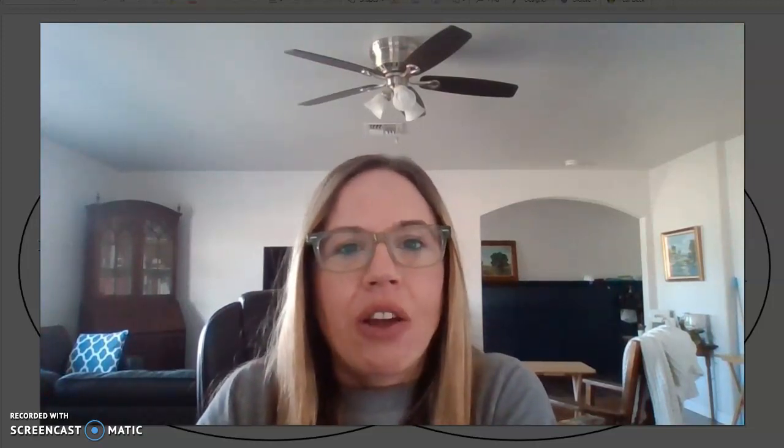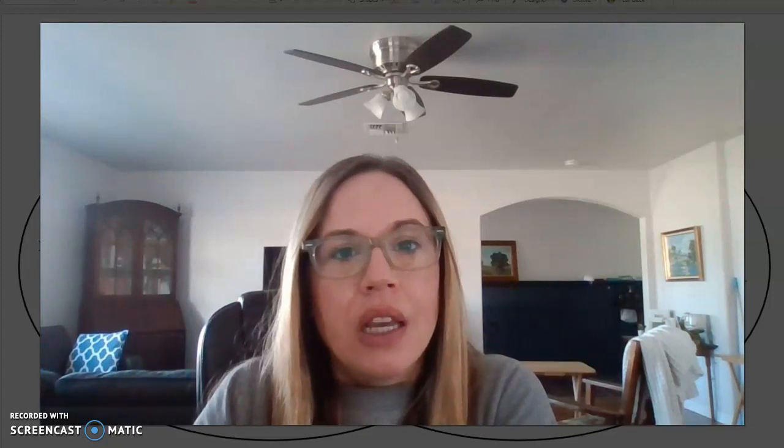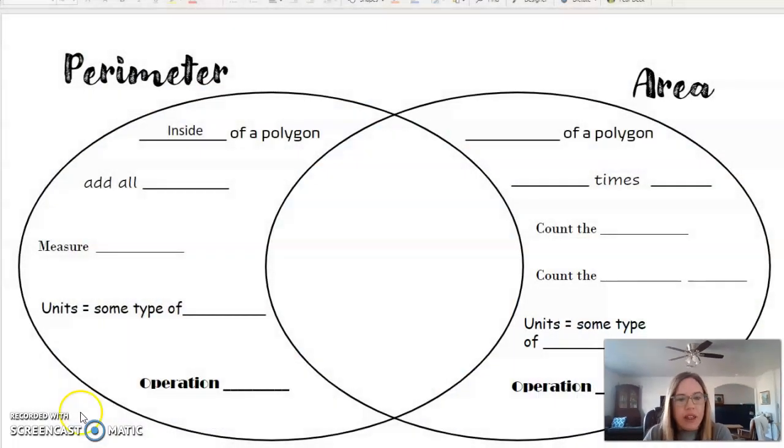Today, we are filling out our area and perimeter notes. So, if you do not have the half sheet of area and perimeter notes that look like this, then you need to go get it right now. Push pause and go get the half sheet. So, we are going to take notes on area and perimeter.